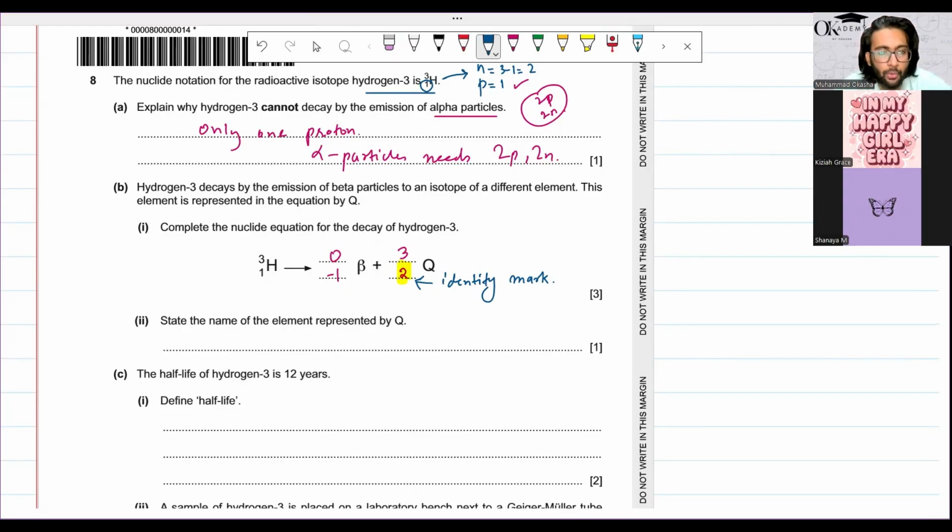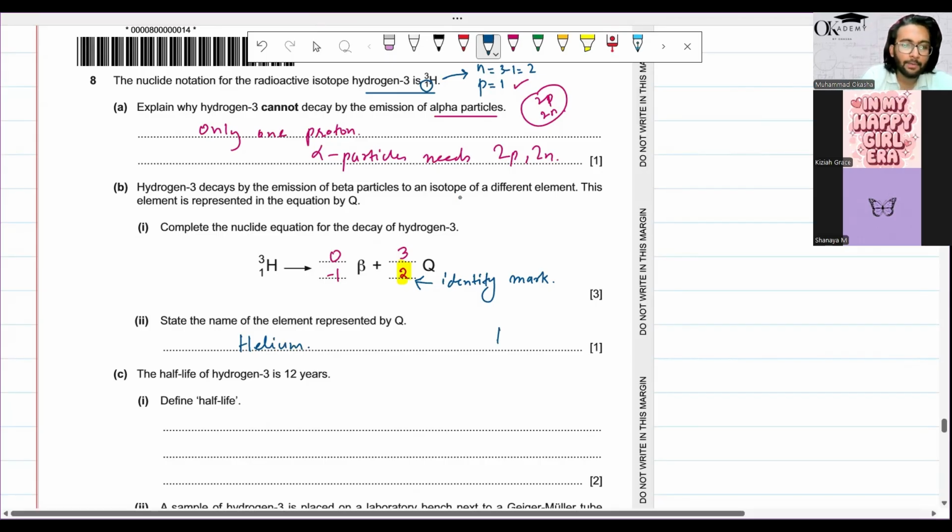You're only going to find one element that has an atomic number of 2. There's only one element in the periodic table with an atomic number of 2, and that is helium, because only helium has 2 protons. I'm sure you're familiar with helium-4, but helium-3 is also one of the isotopes of helium. You can also write it as isotope of helium, and that would also be accepted.